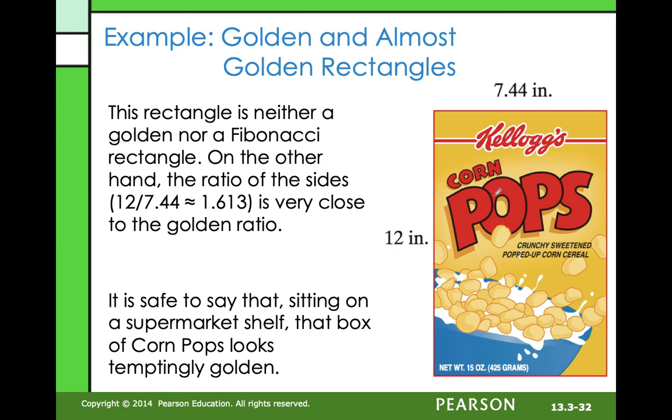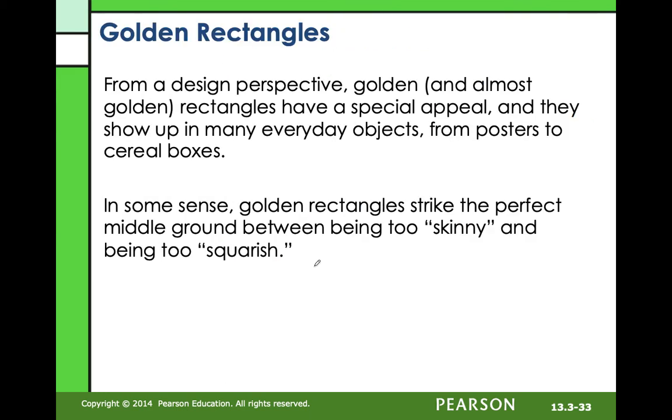For example, Kellogg's Corn Puffs have a shorter side length S of about 7.44 inches for the regular size box, not the jumbo box that you get at like Sam's Club or Costco. And then they have a longer length of 12. And if you take 12 divided by 7.44, not surprisingly, it's very, very close to that golden ratio. So, just kind of interesting how that works. It actually is not a coincidence.